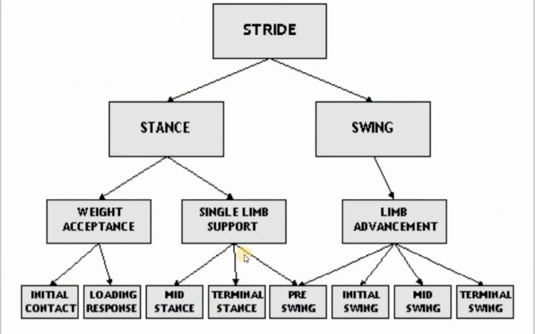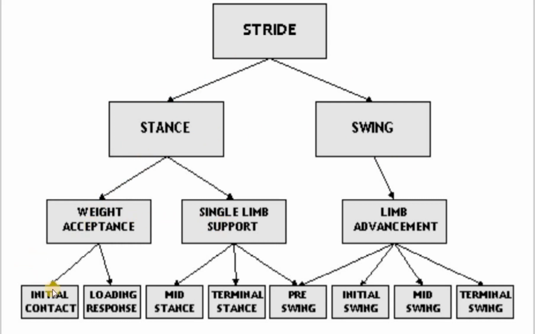So this can be further divided like this, a small flow chart I want to show you. There will be stride, stance and swing. Stride is a gait cycle phase. It can be divided into two phases, stance phase and swing phase. Stance phase can be further divided into two: weight acceptance and single limb support.